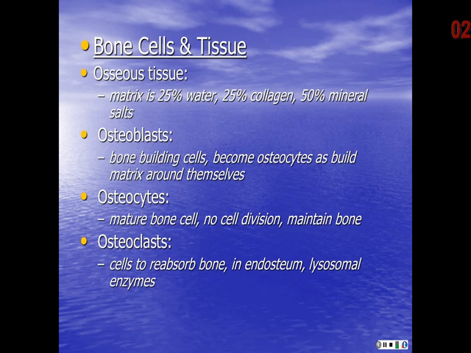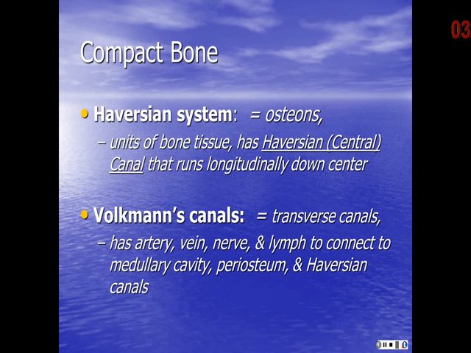Here there is no cell division, and their purpose is to maintain the bone. The osteoclasts are cells to break down bone. They are located in the endosteum and contain lysosomal enzymes which break down the matrix. Our dense bone is referred to as compact bone. It is organized in repeating units called haversian systems or osteons.